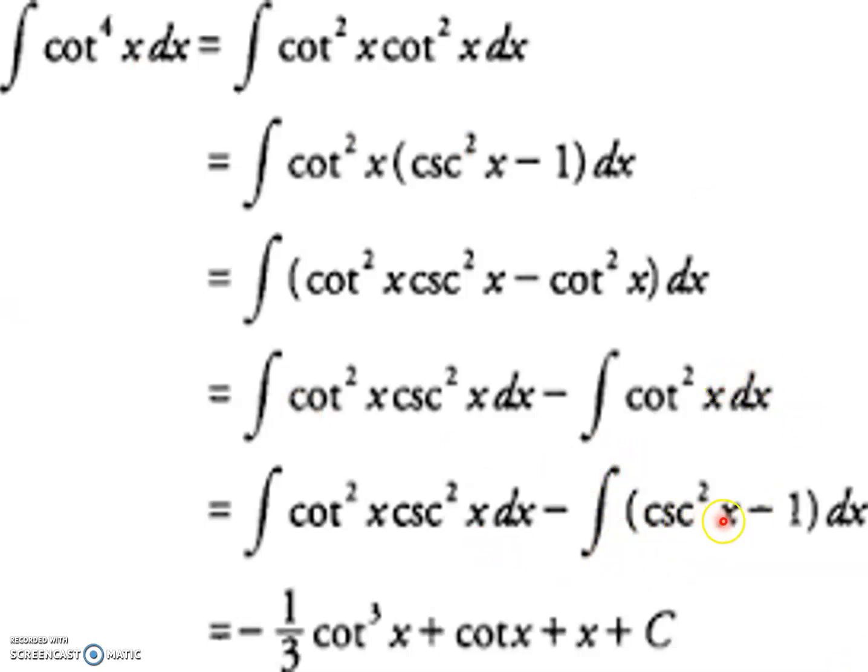What is the integration of cosec square x? Yes, it is exactly minus cot x. What is the integration of 1? It is exactly x. We know that cosec square x is the antiderivative of minus cot x, so that's why we derive the cot x. So minus 1 upon 3 cot cube of x is the final answer.